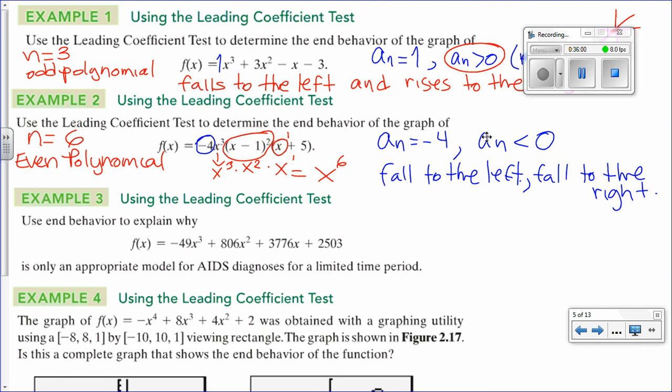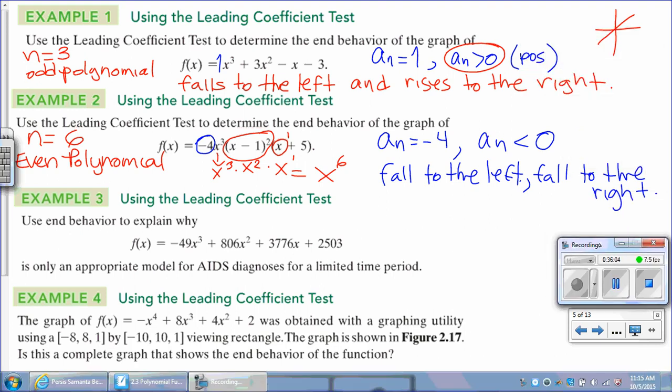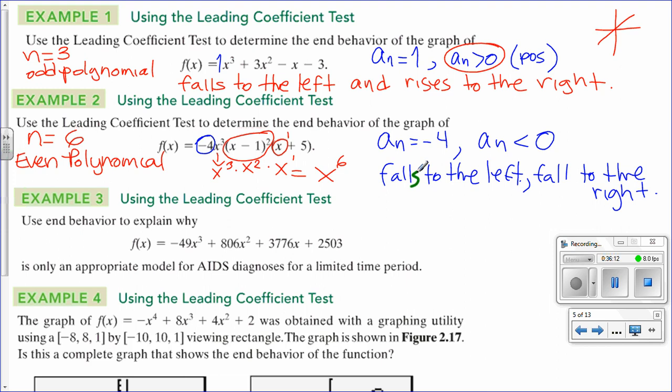Now, when you are graphing, it might be kind of useful if we use arrows. I don't know if you noticed on the previous table. For this one, to imply it falls to the left and it falls to the right, we could say something like this. The one that we did previously, we're saying it falls to the left and it rises to the right. Something like that. That would be useful when we're graphing.